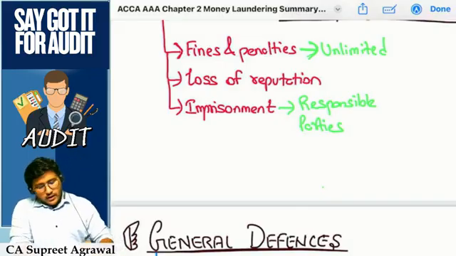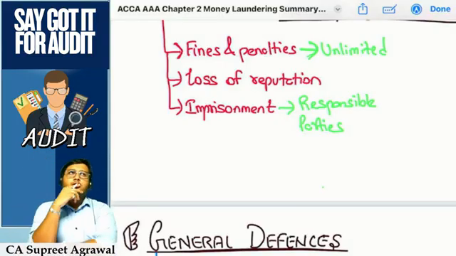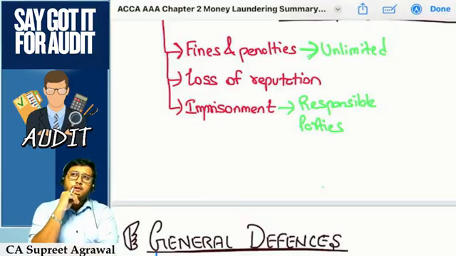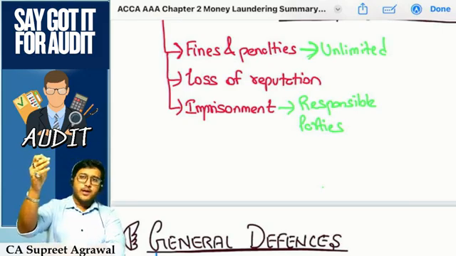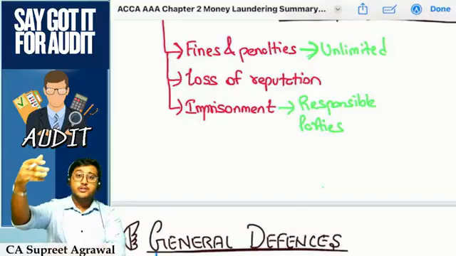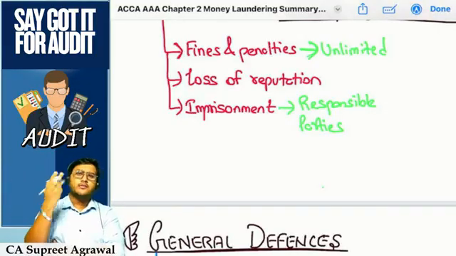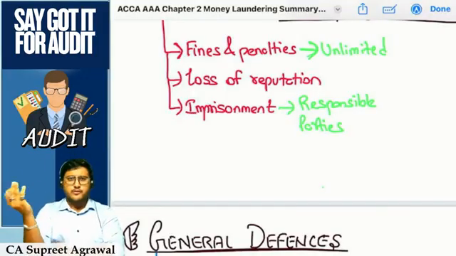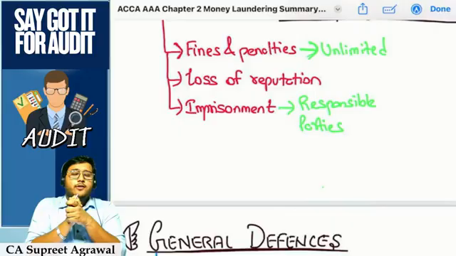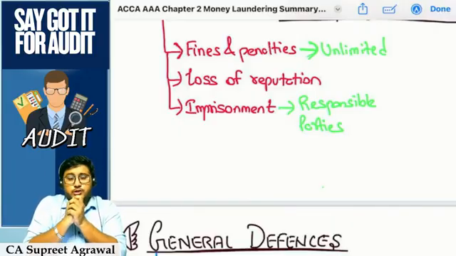So let me tell you. Sometimes it might happen that your intention was not to launder the money. Your intention was just to help certain people, and those people, legitimately, with good intentions, gave back the money to you. And multiple people were involved from multiple countries. It was looking like a money laundering transaction, but it was not actually a money laundering transaction.